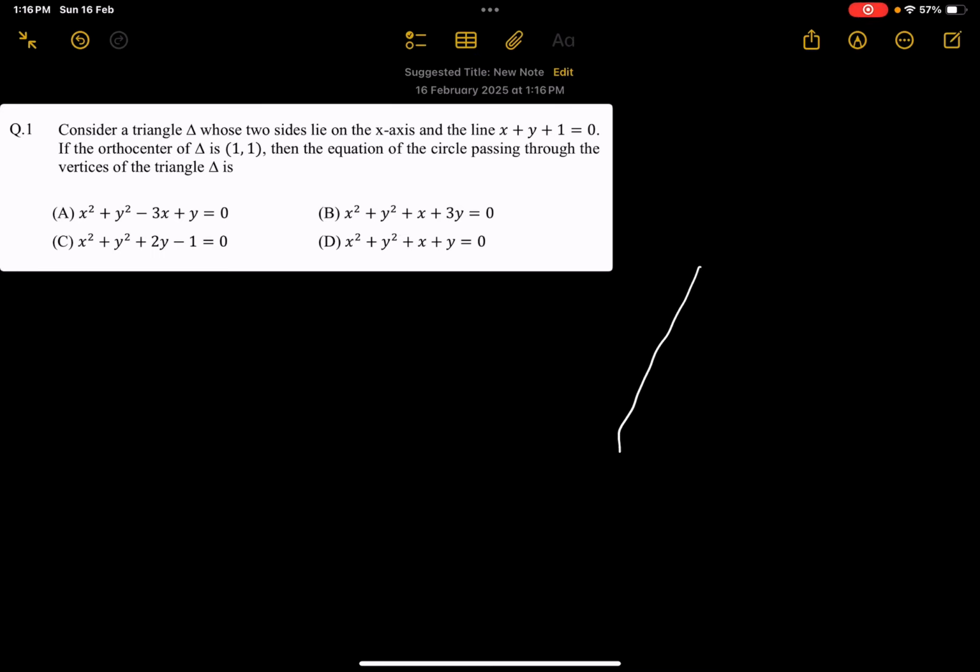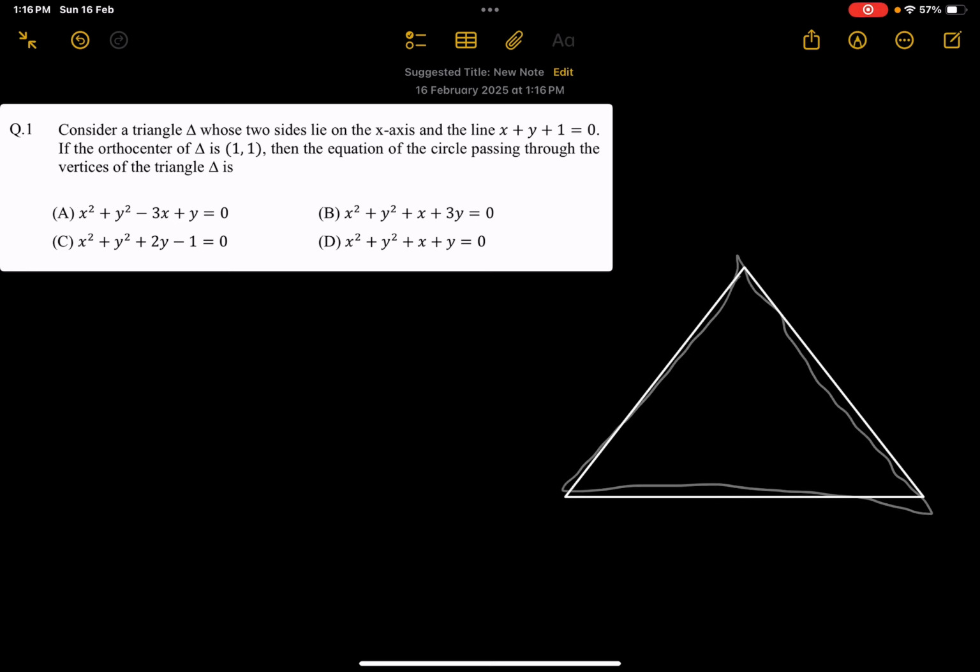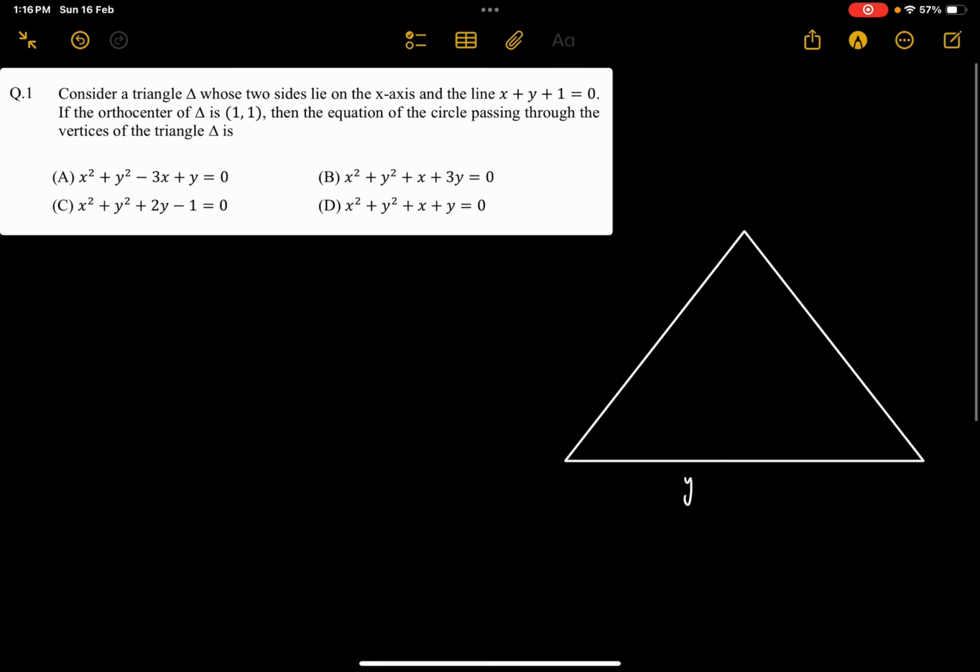This is an easy question. So to start with, we are provided with a triangle, and we are given this is y equals to 0, the x-axis. This is say x plus y plus 1 equals to 0.